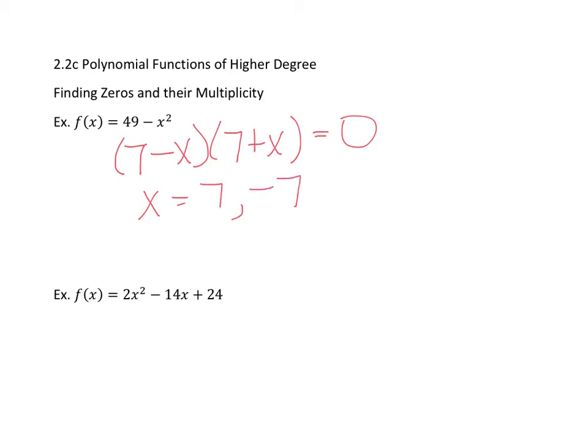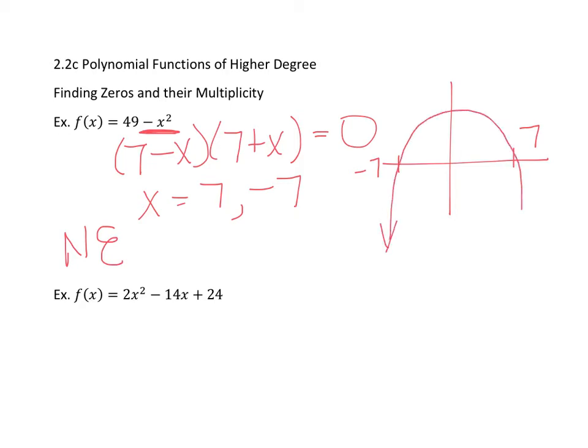So this means that my polynomial is going to cross at positive 7, negative 7. It is a negative leading coefficient. You look at which one has the highest degree. It's an even, so they're both going to be pointed down. So here's what my graph will look like. Your constant in a polynomial is always your y-intercept. So this graph is actually crossing the y-axis at 49.